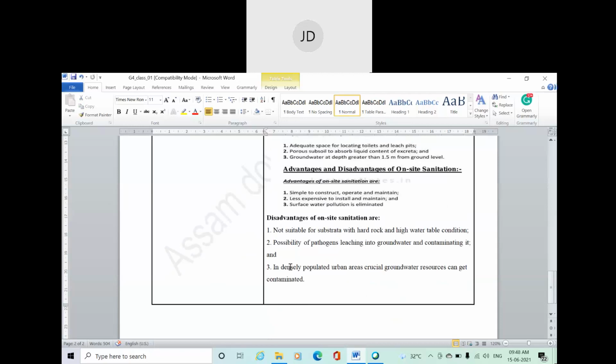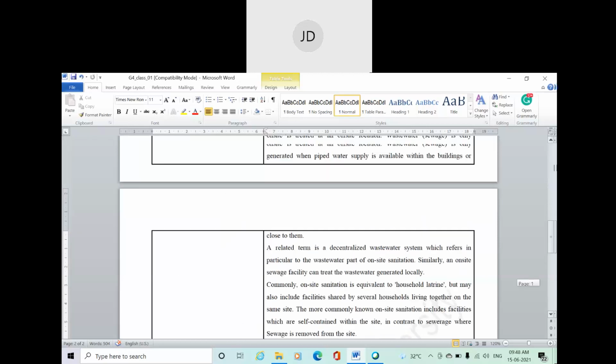Next, in densely populated urban areas, crucial groundwater resources can be contaminated. So, of course, it is not suitable for urban areas. Basically, it can be adopted and is preferable for rural areas. So this is all about today's class.